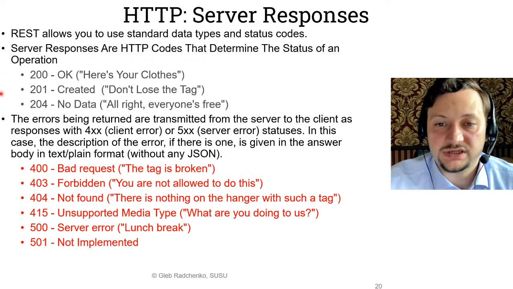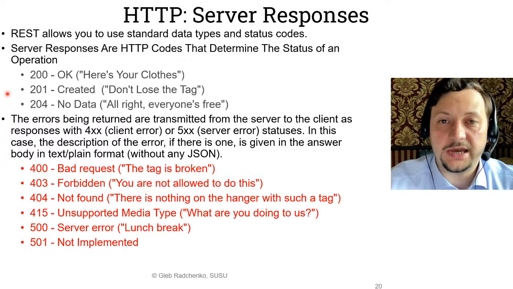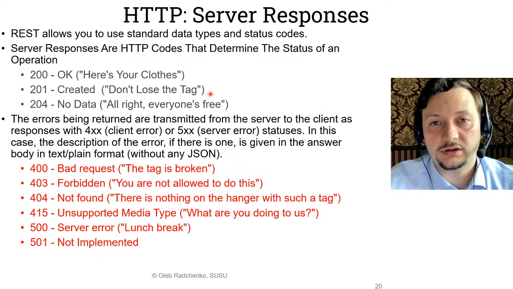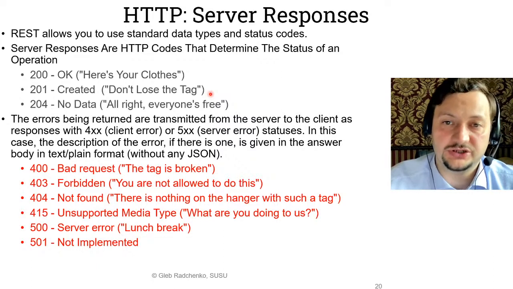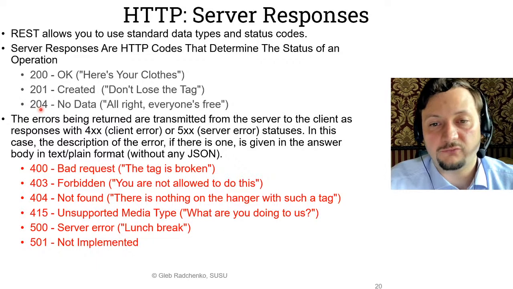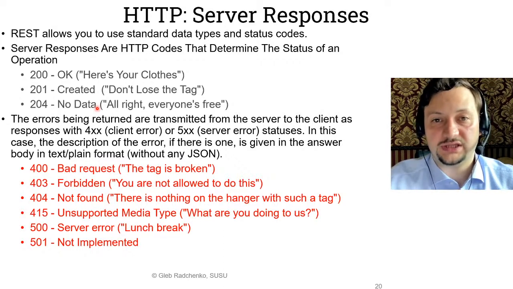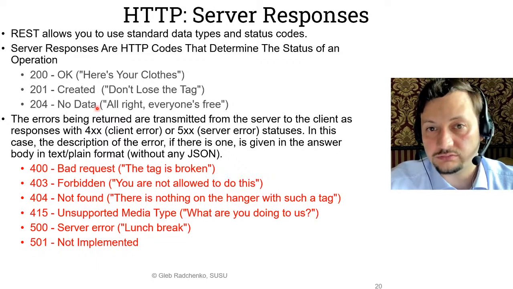Second, we are giving them the clothes, and then they accept it. They would return us the response 201 created. Please do not lose the tag that we would give you, because using this tag you can access the object that you gave us. 204, no data, would be returned if you issued the delete method. That means that everything was okay, we deleted this, and right now there is no data in this response.